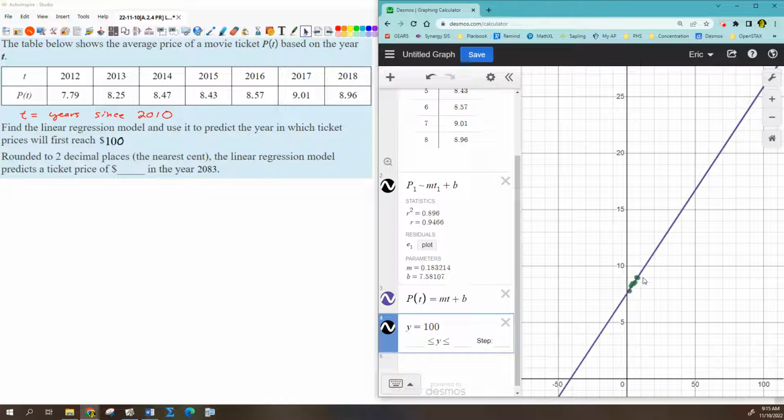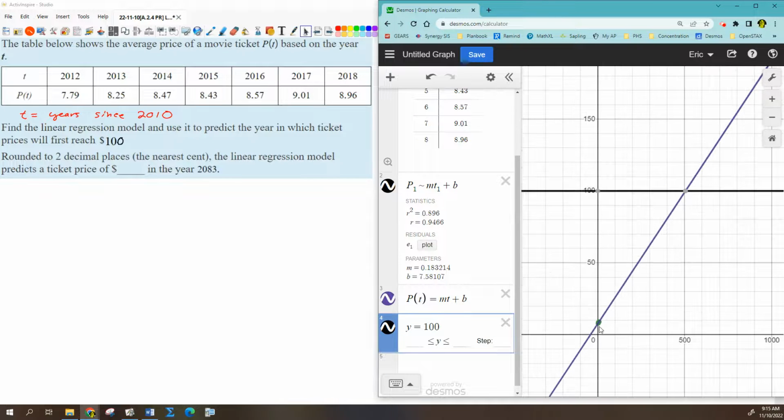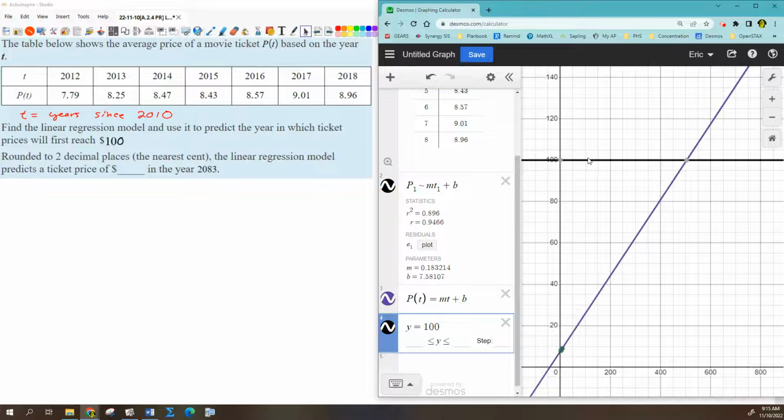Now I've got to zoom out quite a ways to see that, right? There it is. Okay. There's my horizontal line. Every point on that line, if you trace along that line, all the Y coordinates are 100, aren't they? Okay, the one I'm interested in is that one right there. Okay, what's that telling me?